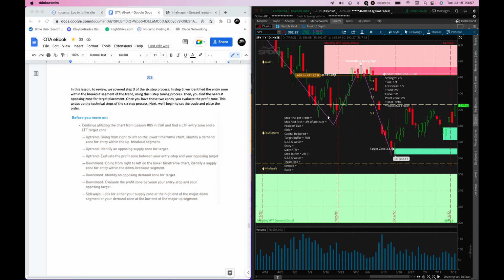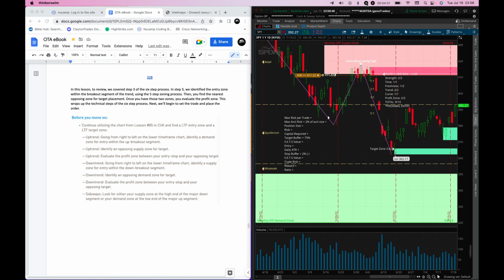the trade. In this lesson, to review, we covered step 3 of the 6-step process. In step 3, we identified the entry zone within the breakout segment of the trend using the 5-step zoning process. Then, we found the nearest opposing zone for target placement. Once we have those two zones, we evaluate the profit zone. This wraps up the technical steps of the 6-step process. Next, we'll begin to set the trade and place the order.